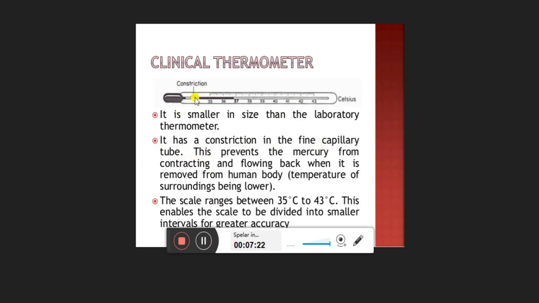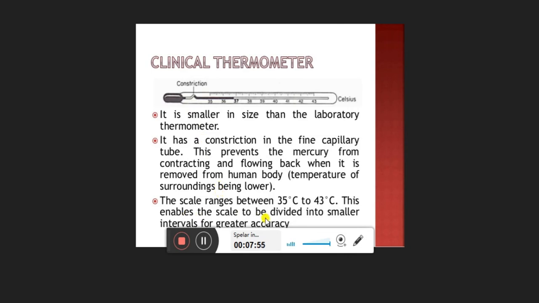Constriction, this is called the constriction. It is the kink. Okay, so it's a bend. And what is there at the bulb? There is mercury. Mercury is filled here. So when it goes up and gives you the reading, it cannot come back down easily because of this bend only. This constriction or kink is present to prevent the backflow of the mercury.